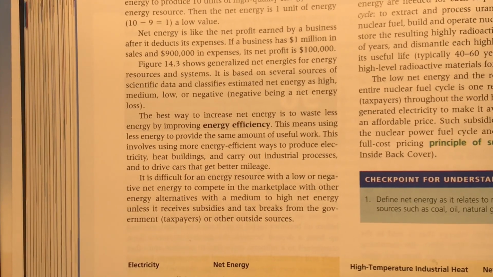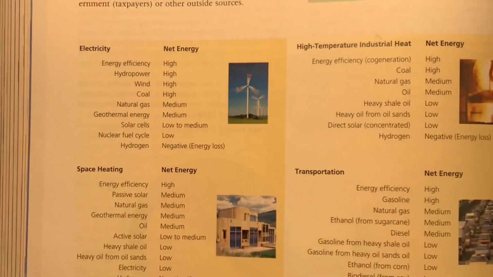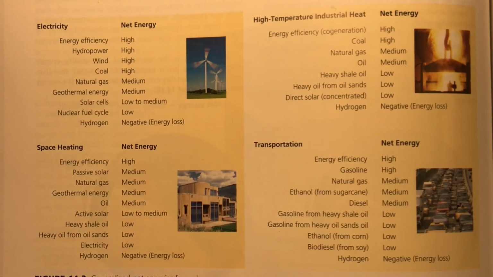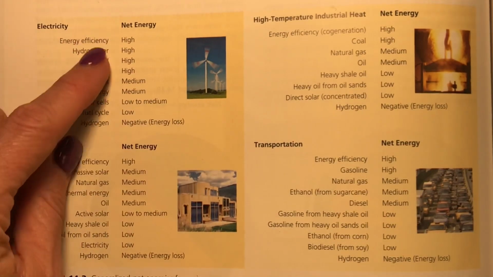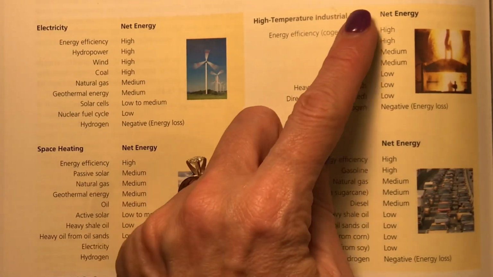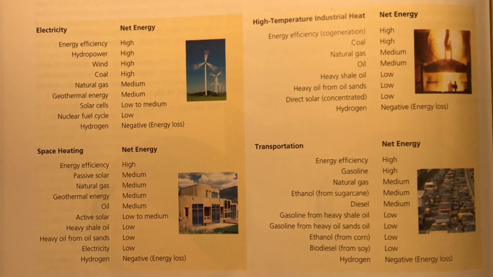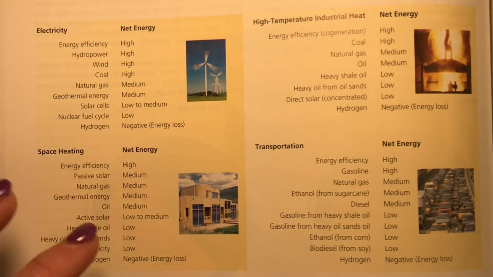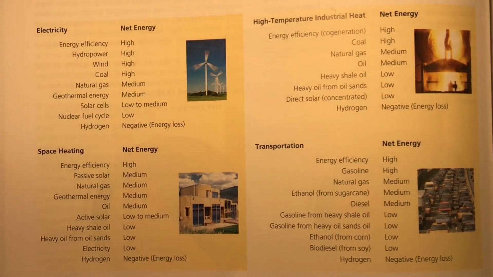Take a look at this figure right here. Note the energy sources that have high or medium net energies. You can see here. And then now think about what is commonly used. Commonly we use coal, oil, and natural gas. Take a note of where those are.